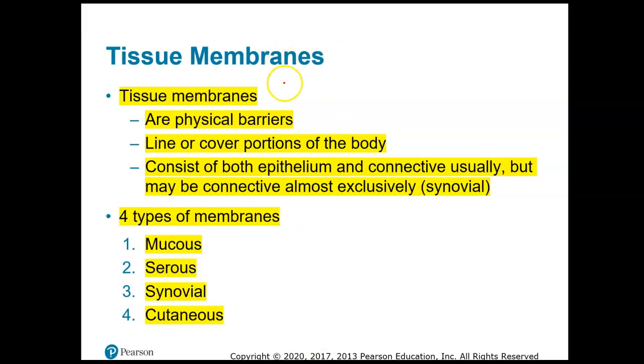All right, within this chapter on connective tissue, we have to go over the different tissue membranes. There are 4 different types of tissue membranes, and they function as physical barriers and linings and coverings. They consist of epithelial and connective tissue usually, but in the case of synovial membranes, they're almost completely composed of connective tissue. So here are the 4 types of membranes: mucous membranes, serous membranes, synovial membranes, and the cutaneous membrane, which is the skin.